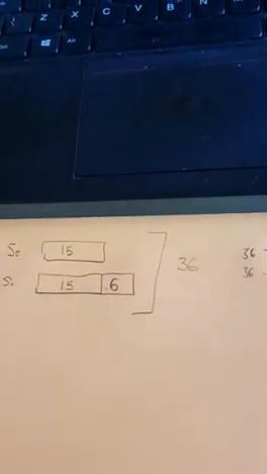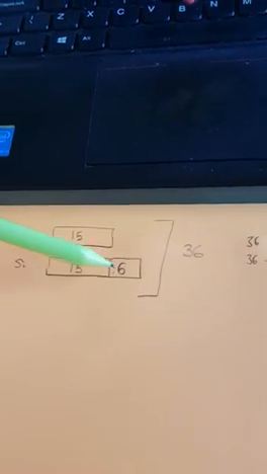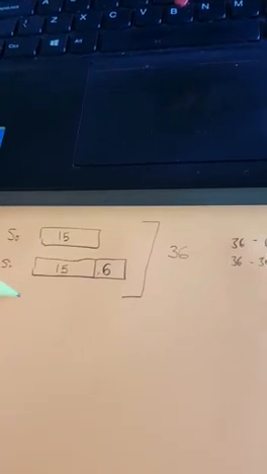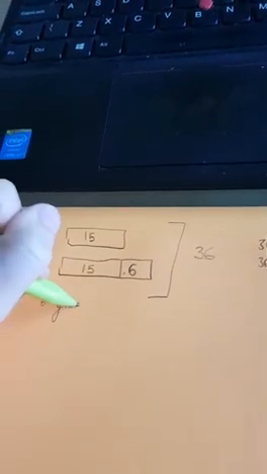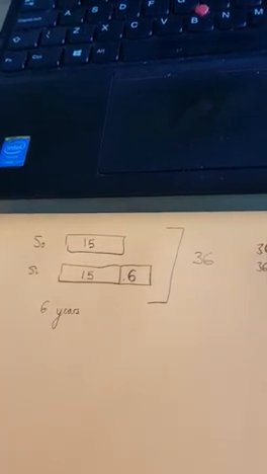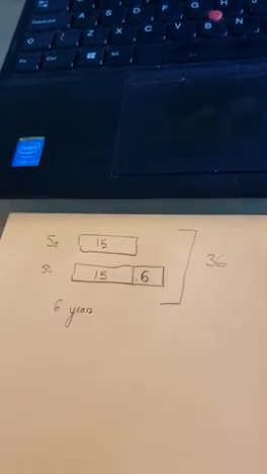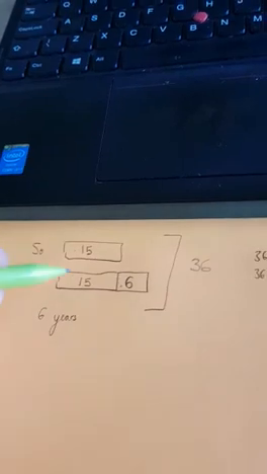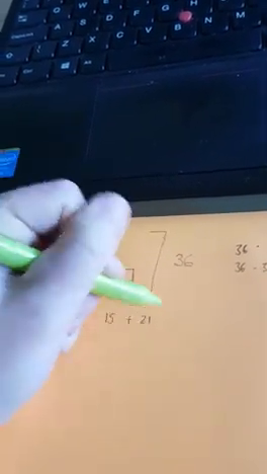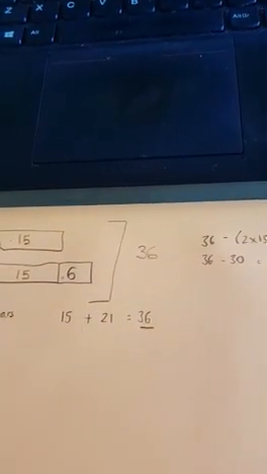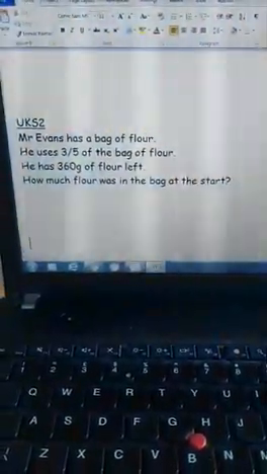How much younger than her sister is Sonia? 6 years difference. So the sister is 21 and Sonia is 15. If you add the 15 and the 21 together, you end up back at 36. Okay? Right, let's move on to the upper key stage 2 questions.